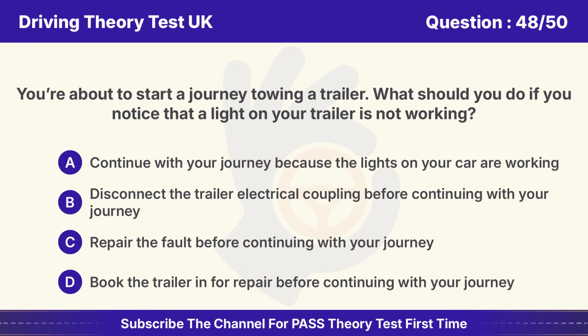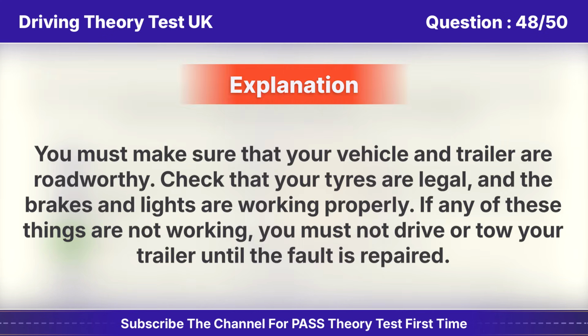Question 48. You're about to start a journey towing a trailer. What should you do if you notice that a light on your trailer is not working? Answer is C. Repair the fault before continuing with your journey. You must make sure that your vehicle and trailer are roadworthy. Check that your tires are legal and the brakes and lights are working properly. If any of these things are not working, you must not drive or tow your trailer until the fault is repaired.